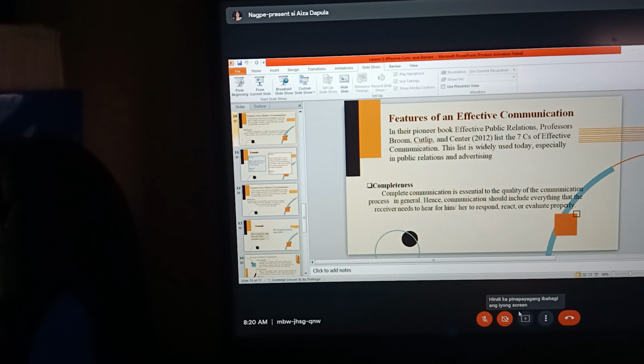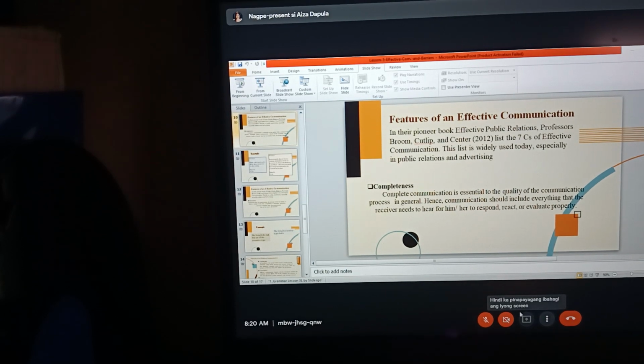These are the features of effective communication. In their pioneer book, Effective Public Relations, Professor Bloom and Center 2012 present the 7 C's of effective communication. This is widely used today, especially in public relations and advertising. So the first feature of effective communication is completeness. Can you read, Jenny?